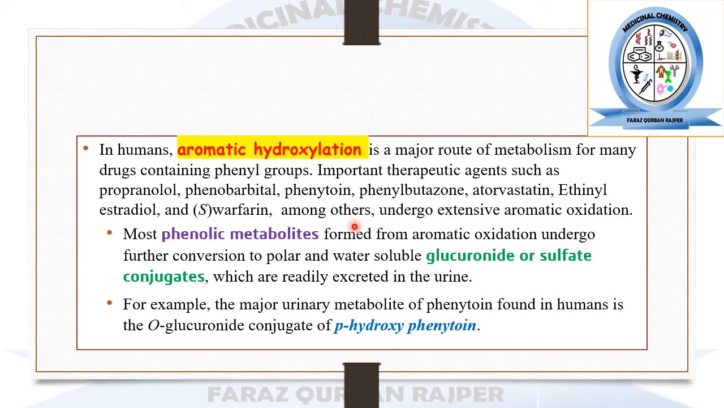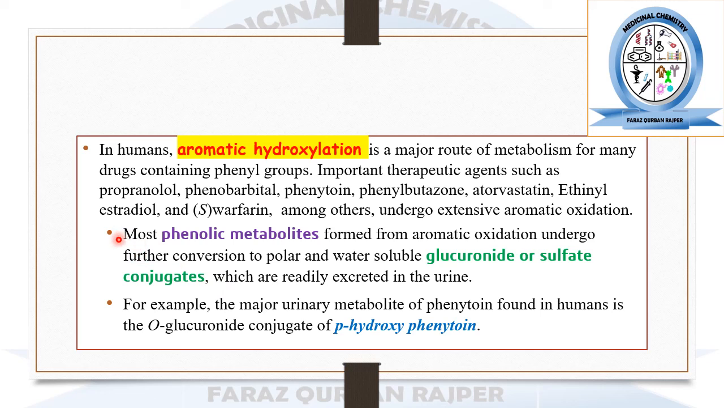Aromatic hydroxylation is basically the major route for the metabolism of most drug molecules, because most drug molecules contain a phenyl group, that is the aromatic group. Examples of such drugs can be propranolol, phenobarbital, phenytoin, phenylbutazone, ethinyl estradiol, warfarin, and many others. Most of the phenolic metabolites that are formed from the aromatic oxidation undergo further conversion to a polar and water soluble form by glucuronide conjugation or sulfate conjugation.